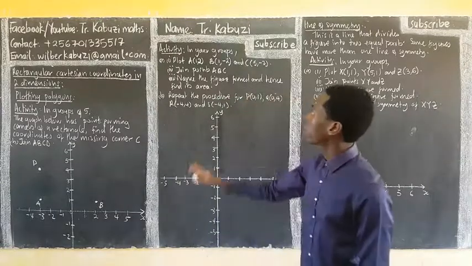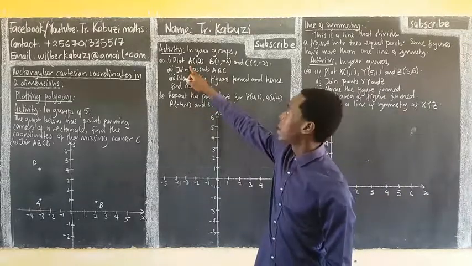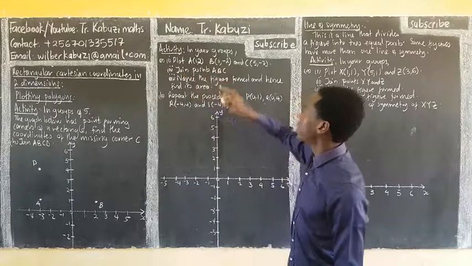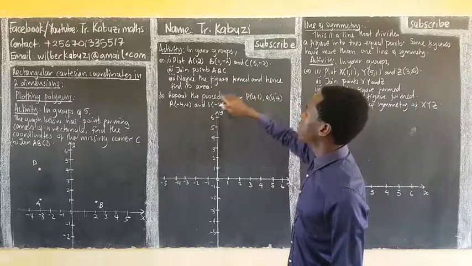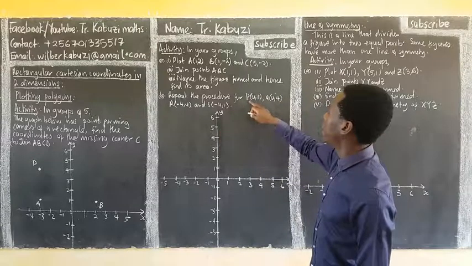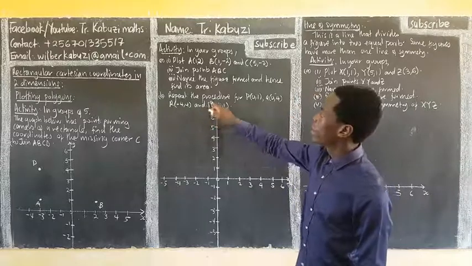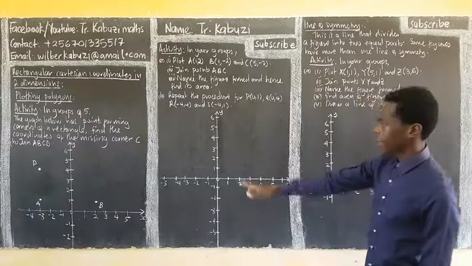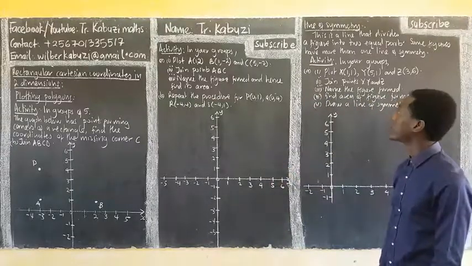Then we come to this, still in your groups. Plot A, B, C, as we've seen how to do. Join points A, B, C. Then name the figure formed and hence find its area. Then repeat the procedure for P, Q, R, and S. So I'm going to do the same, repeating the procedure for part B. I think we know why we are doing this like this. We have seen those in the first lessons.